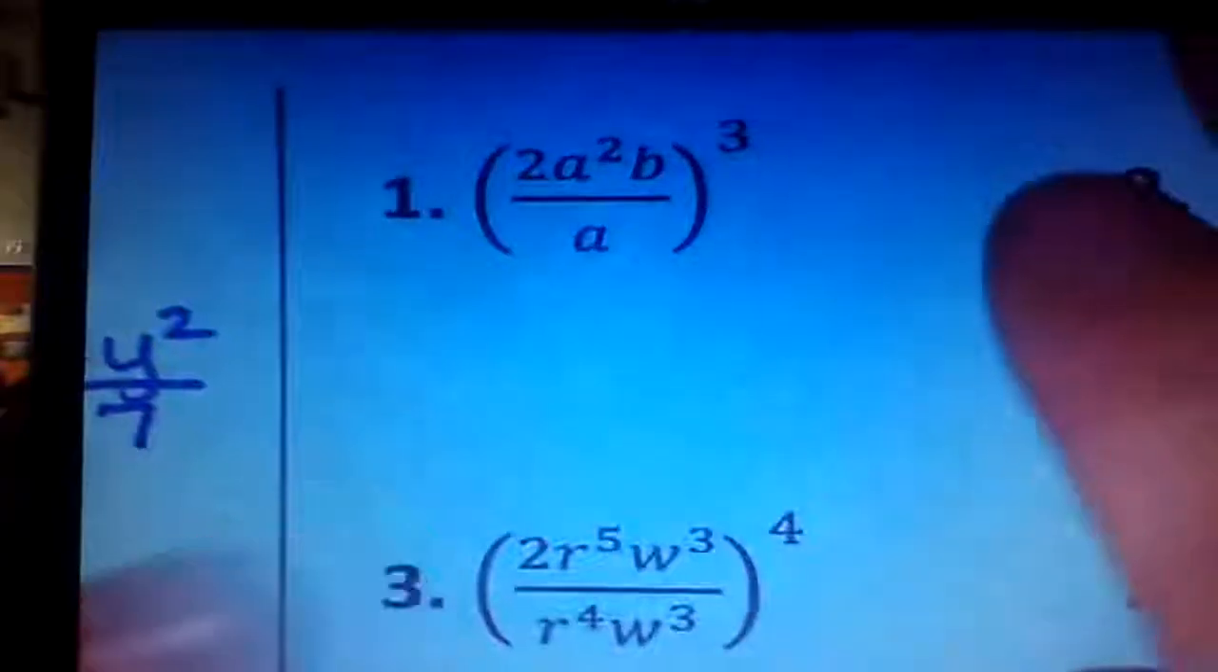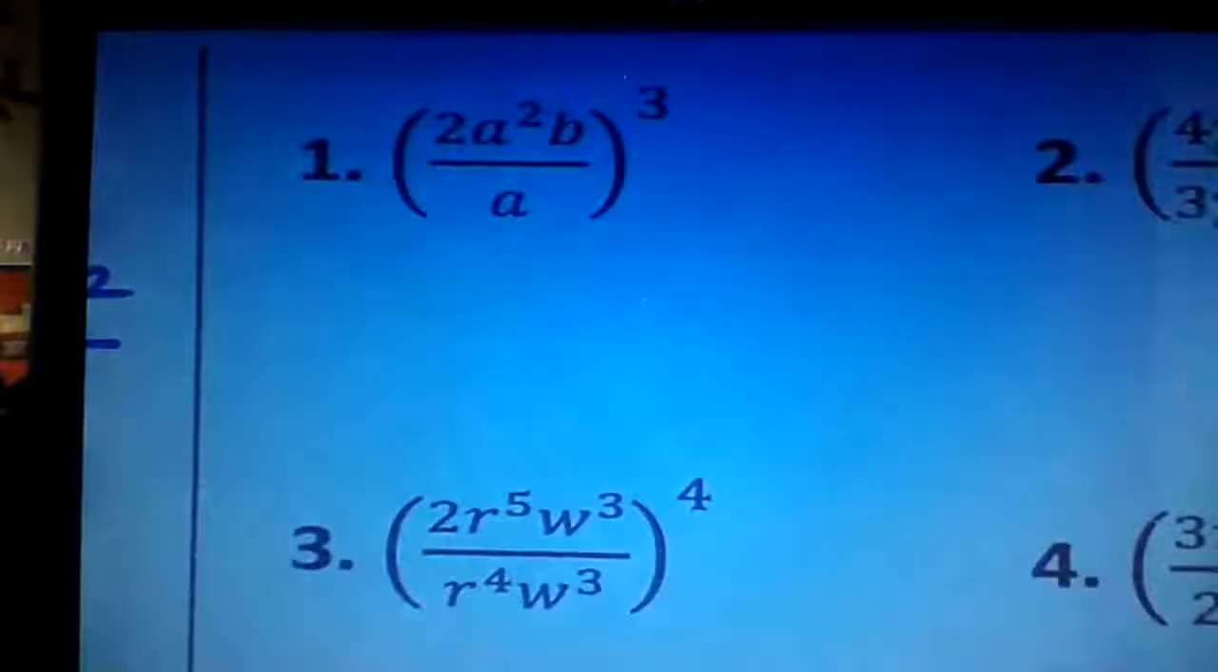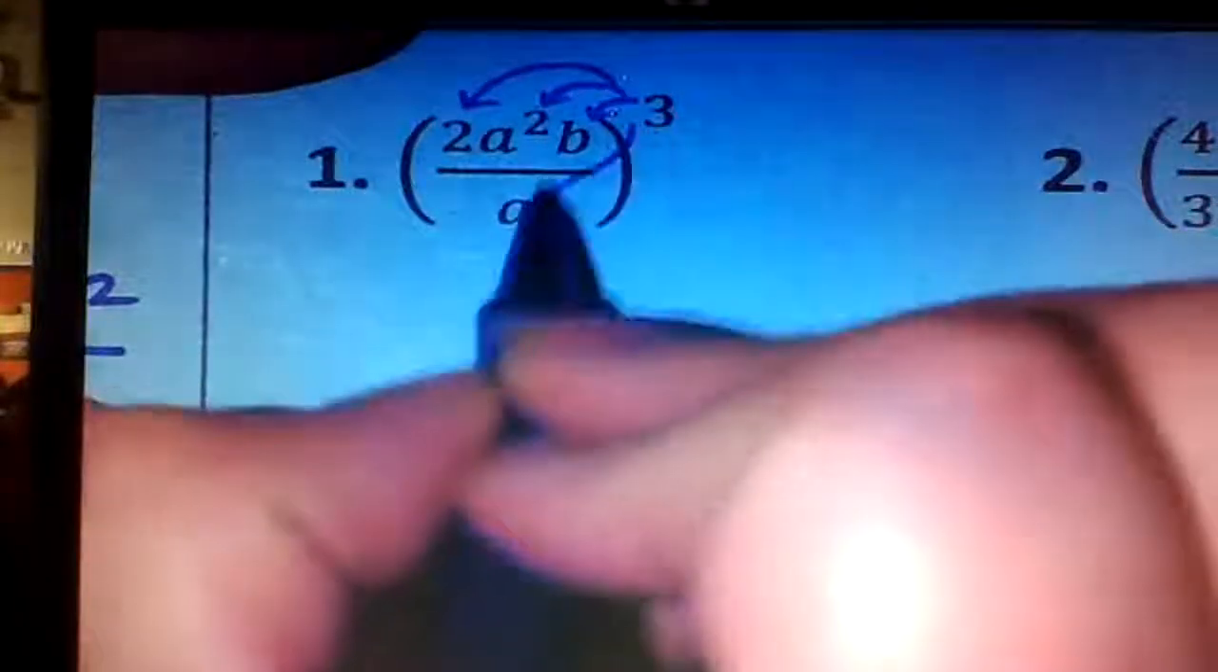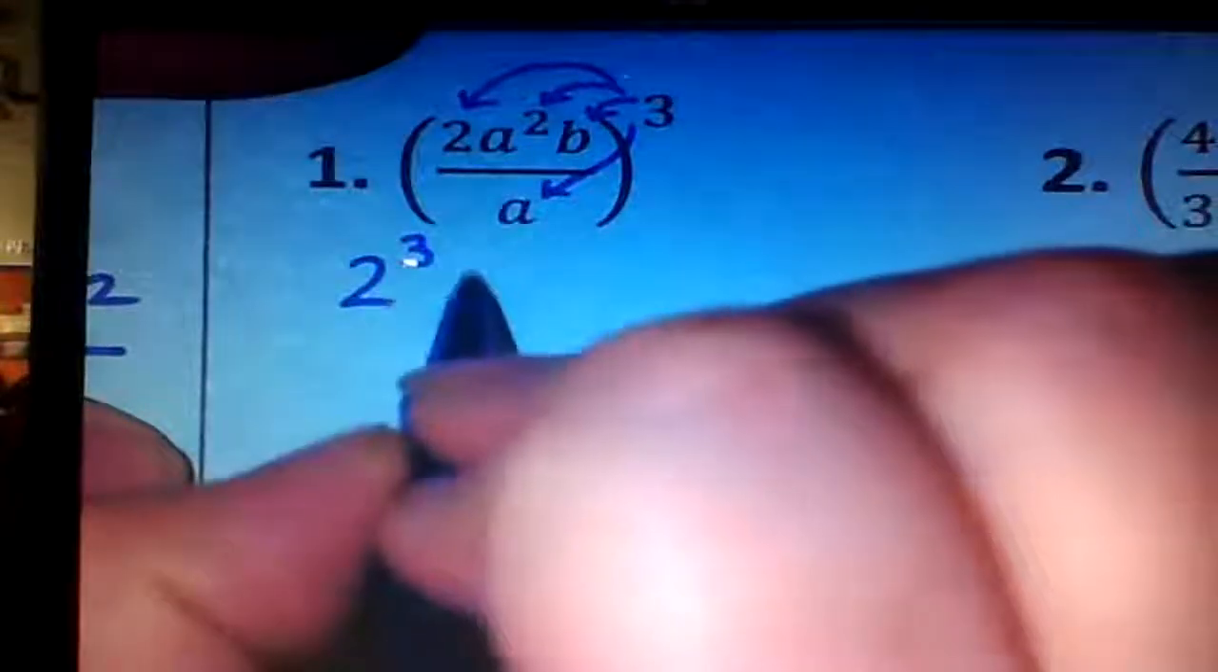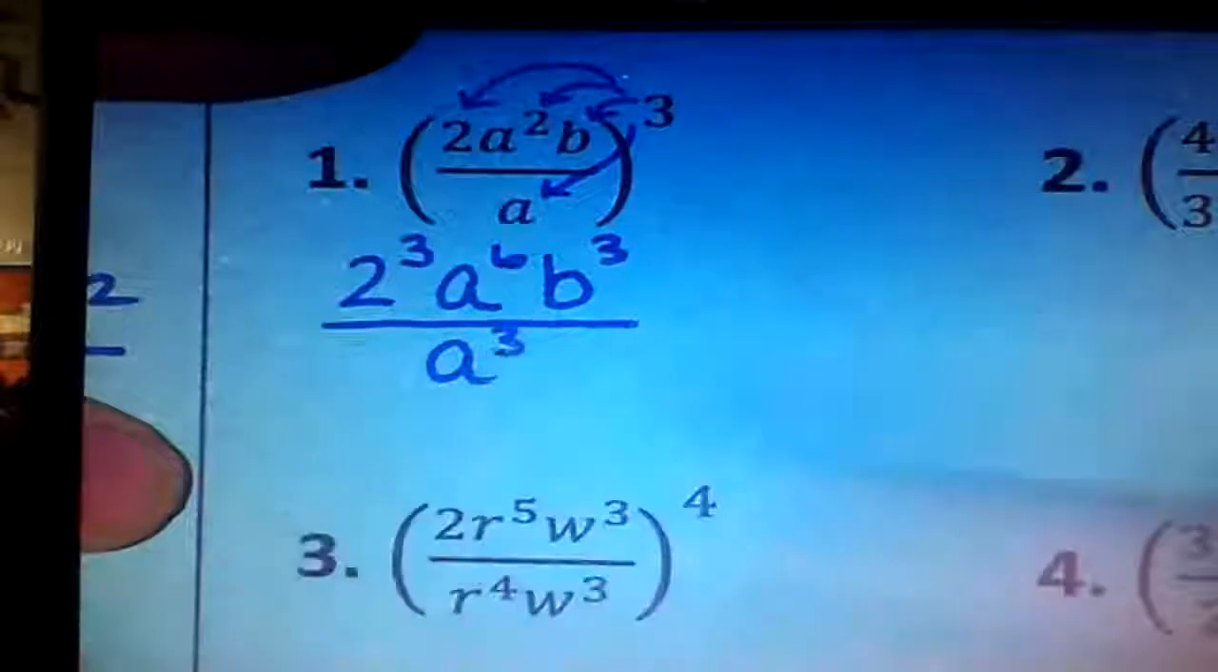Okay, so we only have 4 of these. All right, so this is going to be a mixture of what we just learned with the one that we just did. My first step was to take this 3 and multiply it by every exponent inside of my parentheses. So this becomes 2 to the 3rd, a to the 6th, b to the 3rd, over a to the 3rd.